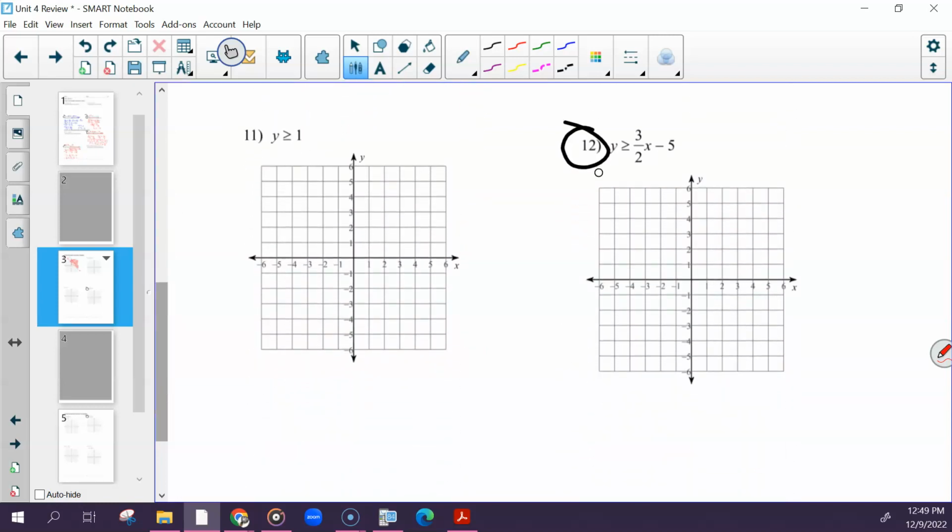For 12, similar, start at -5. Our slope is 3/2, so go up 3, to the right 2, as many times as possible. This would be a solid line because of the equals underneath. And then this one is also going to be shaded above because it's greater than. So this area right here.